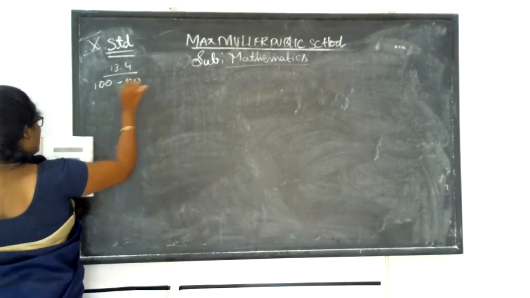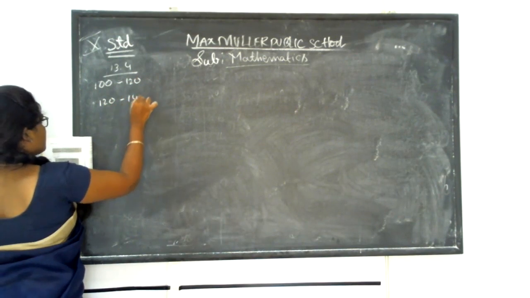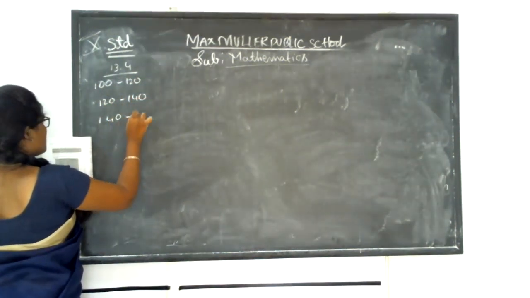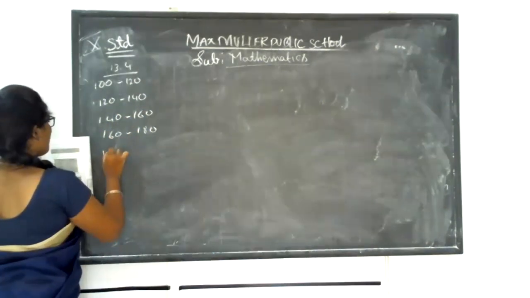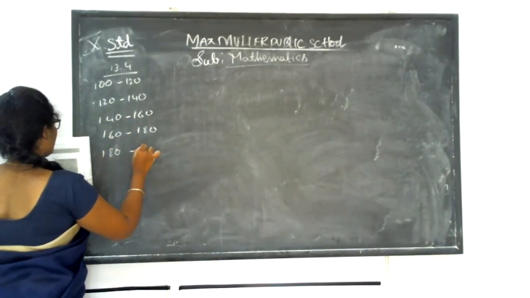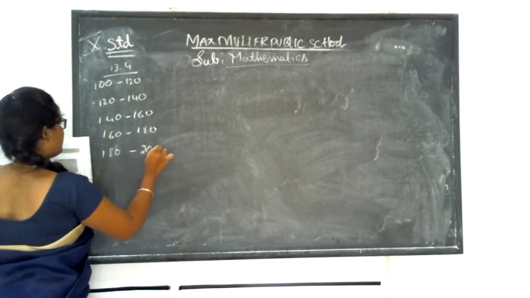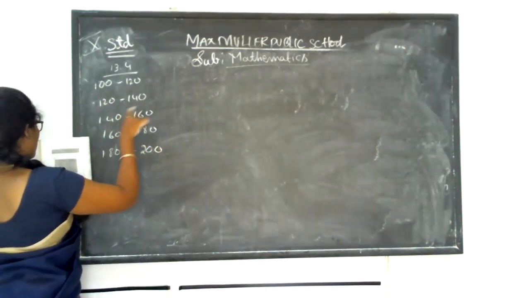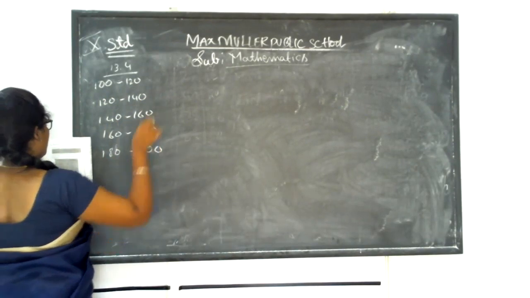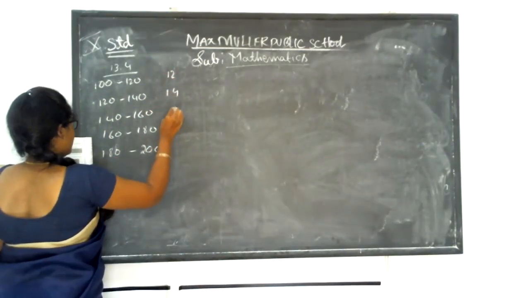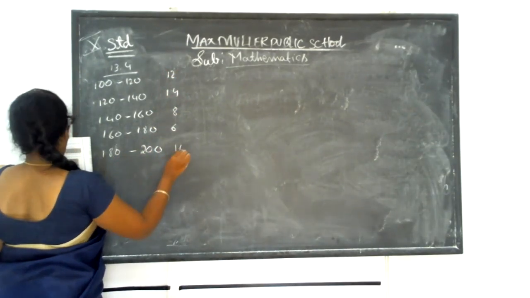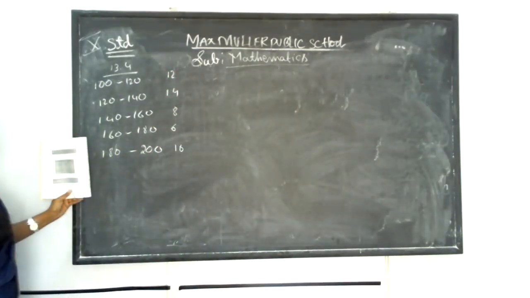100 minus 120, 120 minus 140, 140 minus 160, 160 minus 180, 180 minus 200. The frequencies are 12, 14, 8, 6, 10. So this is the thing they have given.